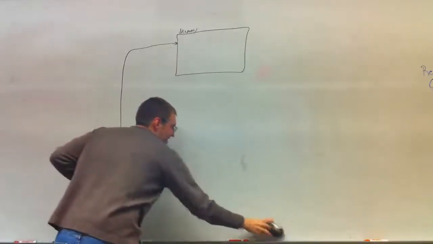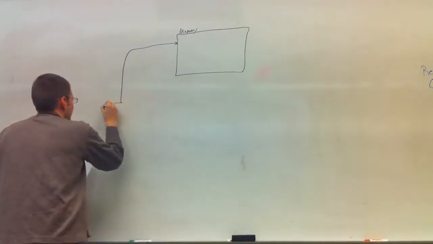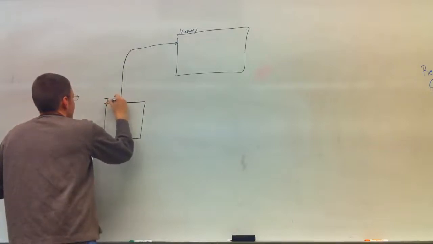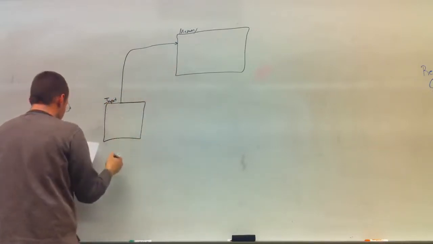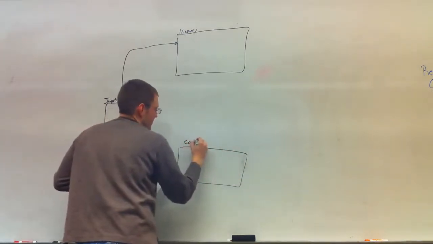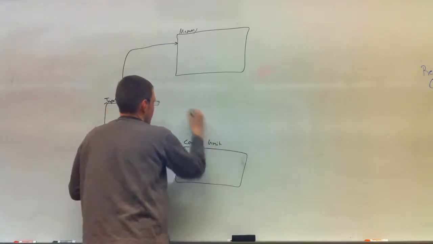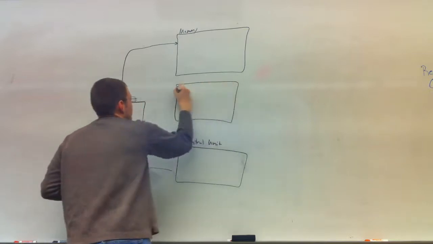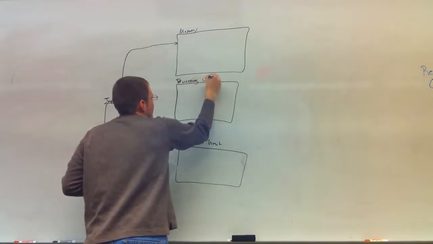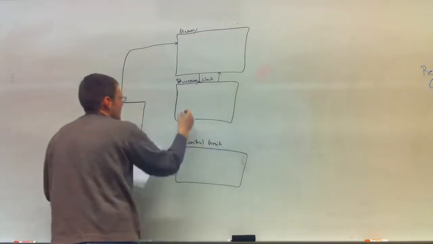I made a mistake on the processing unit. So we have memory, which input gets fed into. It's controlled by the control unit. In the middle here we have the processing unit, which is fed by memory and back to memory.